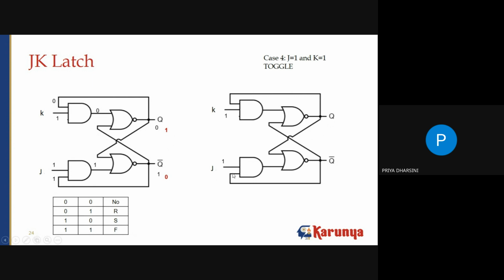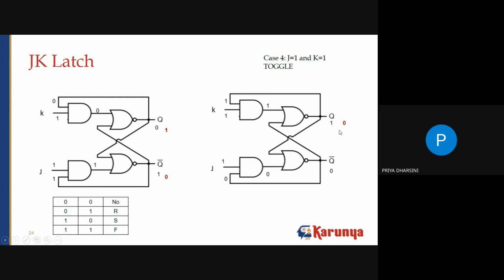Again, J and K are 1, 1. Okay, the previous state we are going to assume it as 1. So this 1 will traverse here. This Q dash will become 0. And this 0 will traverse here. So what is the output here? This will be 1 and this will be 0. So now R is equal to 1 and S is equal to 0. So what will be your output? Reset according to the truth table. So here reset means Q should be 0.